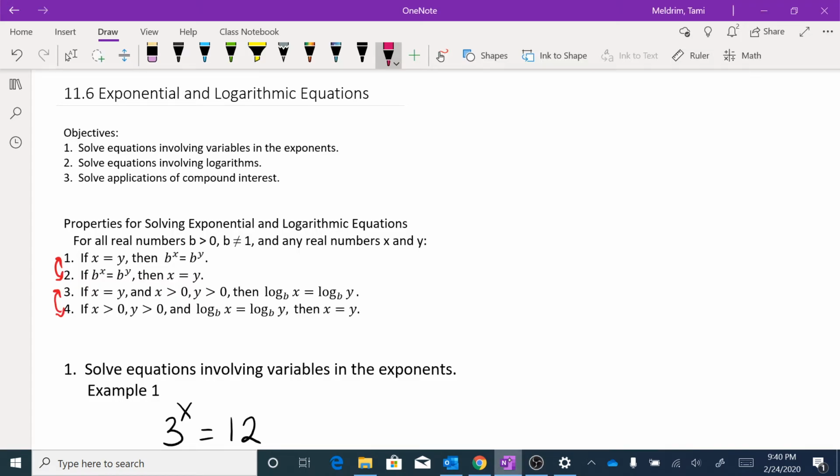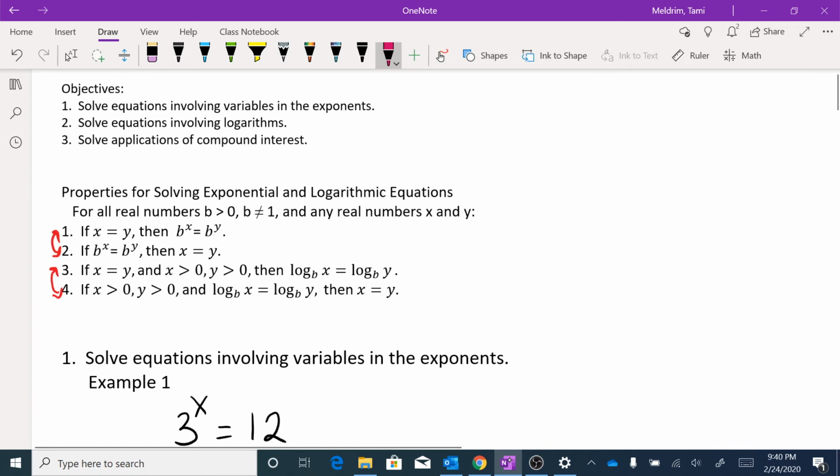Okay, 11.6 is the last section in chapter 11. And we're going to be talking about exponential and logarithmic equations. So we're taking everything we've learned in chapter 11 and we're combining it all now and using what we're learning into solving these equations. I have 4 different properties here of exponential and logarithmic equations.